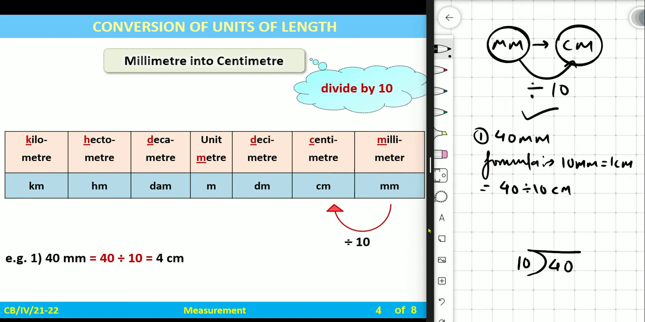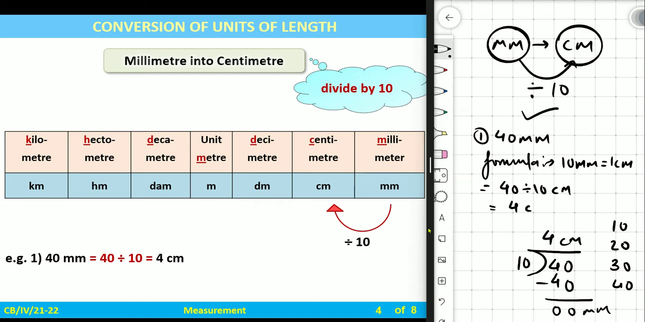So now in the table of 10, 40 comes in the fourth place. This is the first place, this is second, third and fourth. 40 comes on the fourth place. So 10 fours are 40. Subtracting 40 from 40, 0 from 0, 4 from 4, you will get 0. So it will be 4 centimeter and 0 millimeter. So our answer is 4 centimeter.